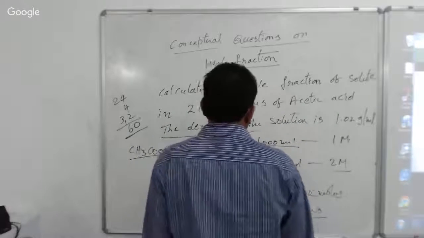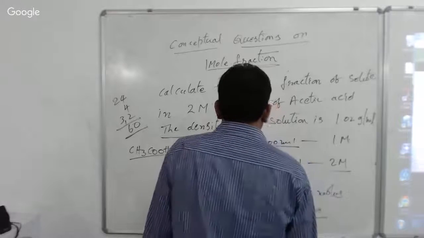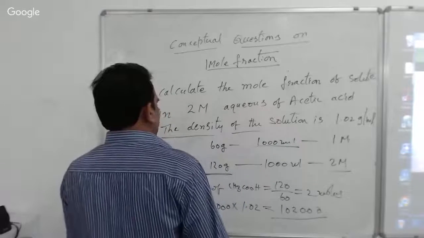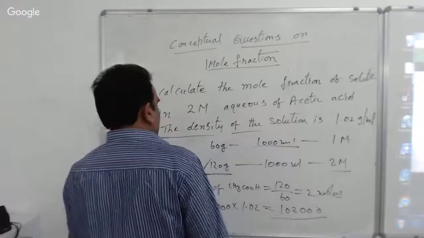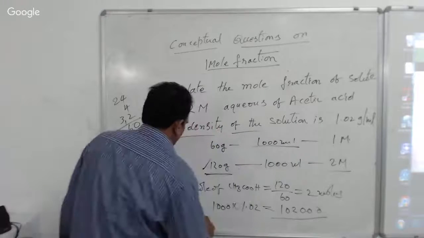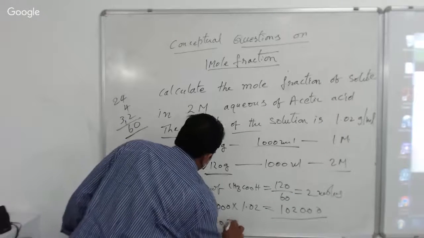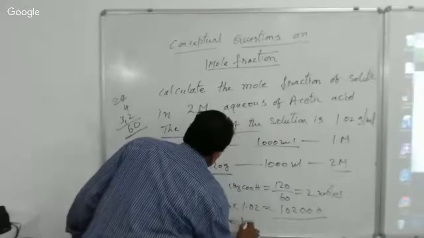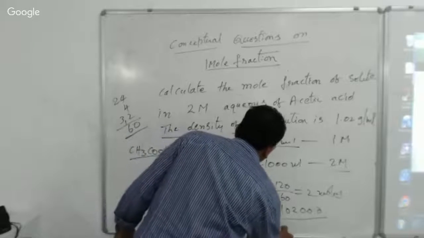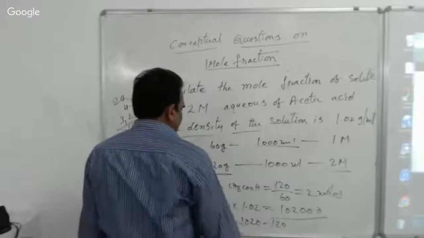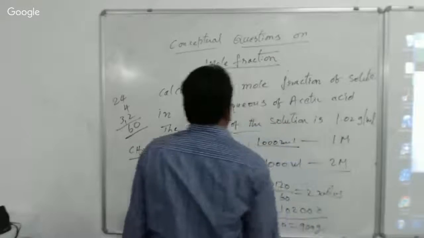So the weight of the solution is nothing but the weight of solute plus the weight of solvent. Once I know the weight of solute is 120 grams, I can get the weight of solvent. So weight of H2O is equal to the total weight of solution minus the weight of solute, 1020 minus 120, which is 900. So 900 is the weight of water.